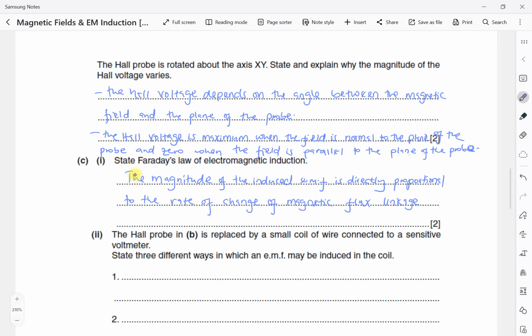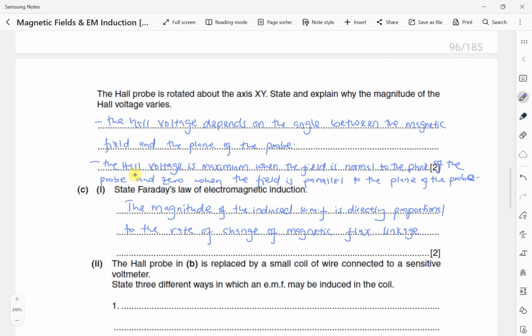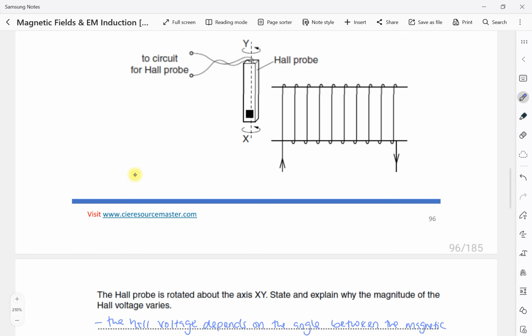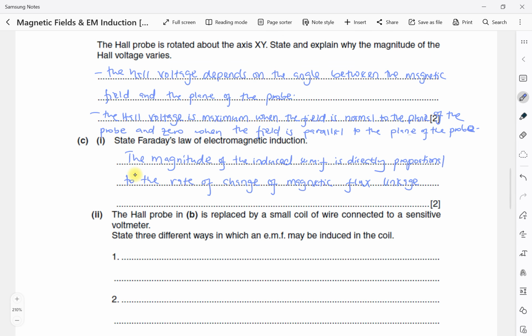The Hall probe in B is replaced by a small coil of wire connected to a sensitive voltmeter. State 3 different ways in which an e.m.f. may be induced in the coil. So the Hall probe is replaced by a small coil of wire connected to a sensitive voltmeter. So we expect that the voltmeter is most likely going to give a reading if there is a change in magnetic flux linkage.